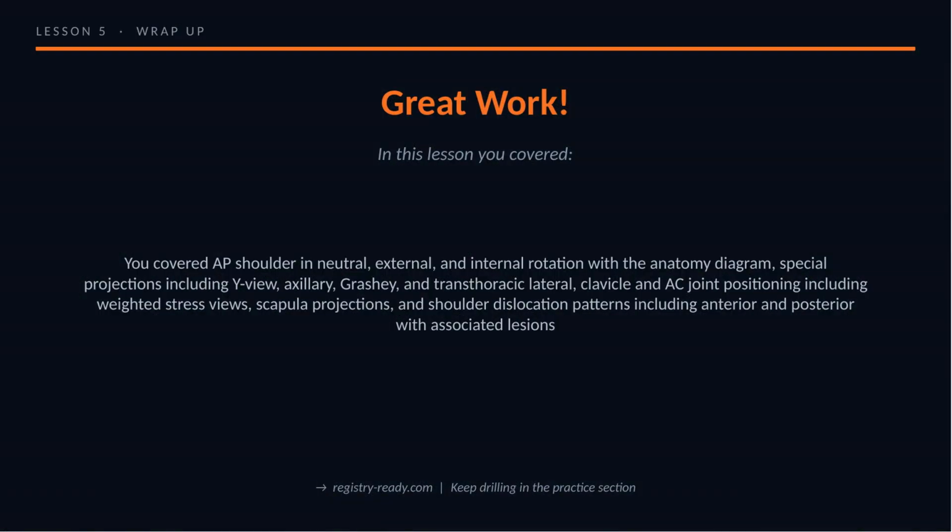Lesson 5 complete. You covered AP shoulder in neutral, external, and internal rotation with what each demonstrates. The 4 special projections: Y view, axillary, Grashey, and transthoracic lateral, clavicle and AC joint positioning, including weighted stress views, scapula projections, and shoulder dislocation patterns with Hill-Sachs and Bankart lesions.